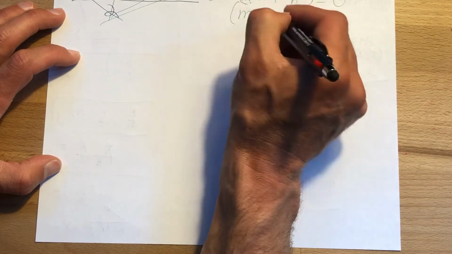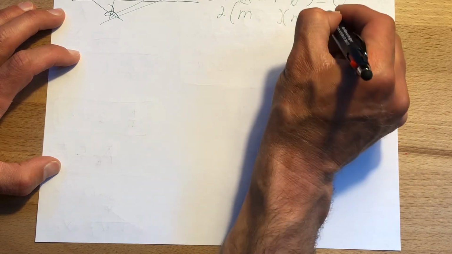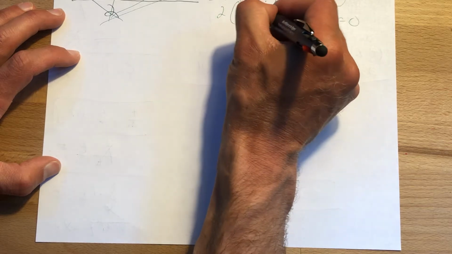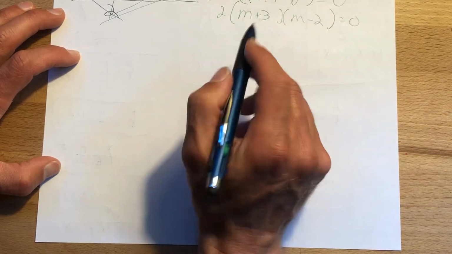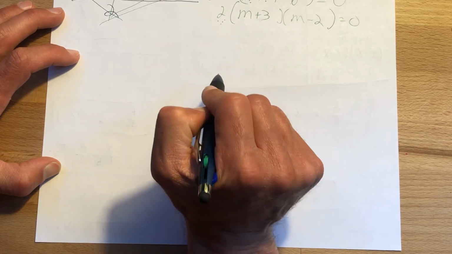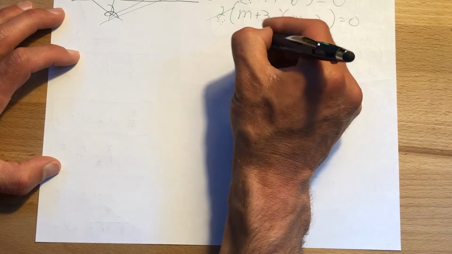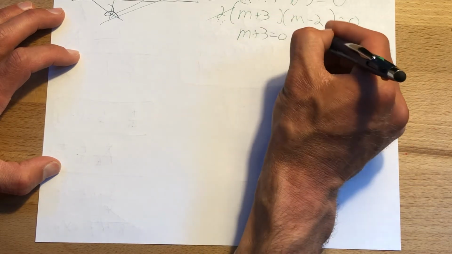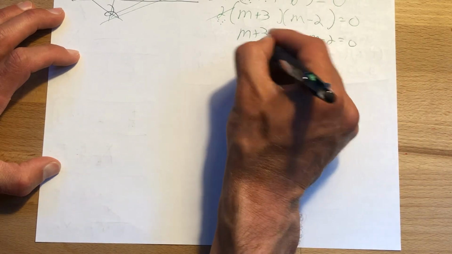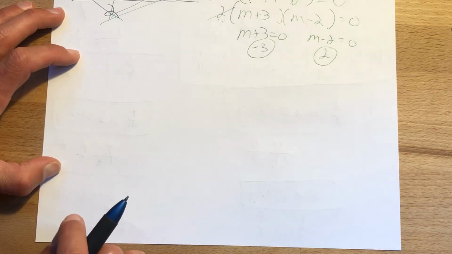I have two numbers that multiply together to get -6, add together to get +1, which is a +3 and a -2. And then there is no variable outside right here. Since there's no variable, we don't even need it. We can just get rid of it. m plus 3 equals 0. m minus 2 equals 0. Therefore, I get a -3 and a +2. Those are the two answers for that one.